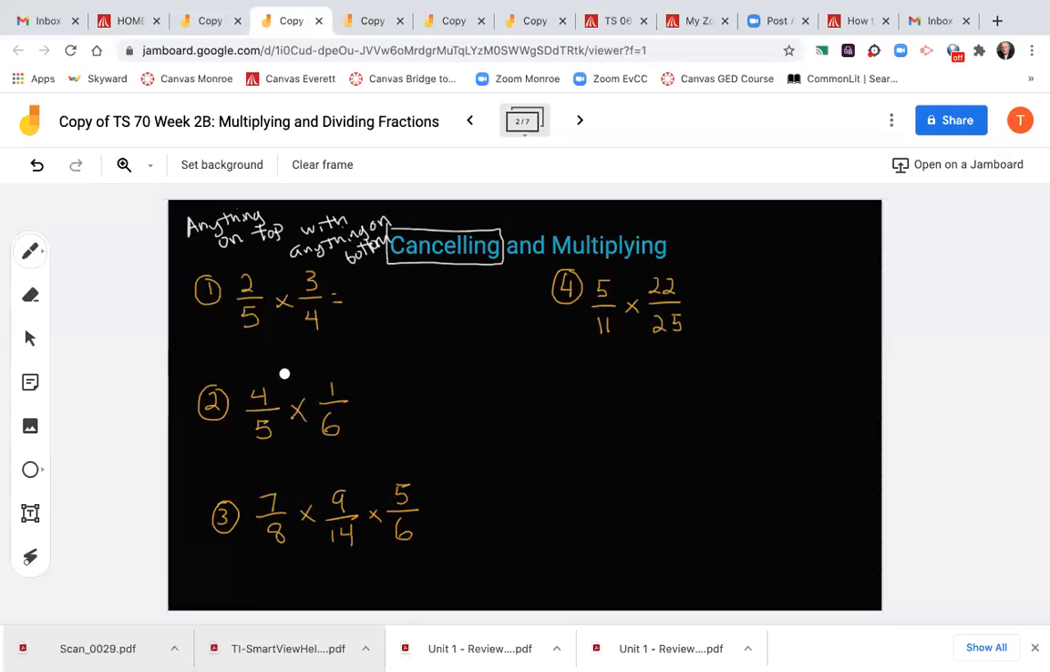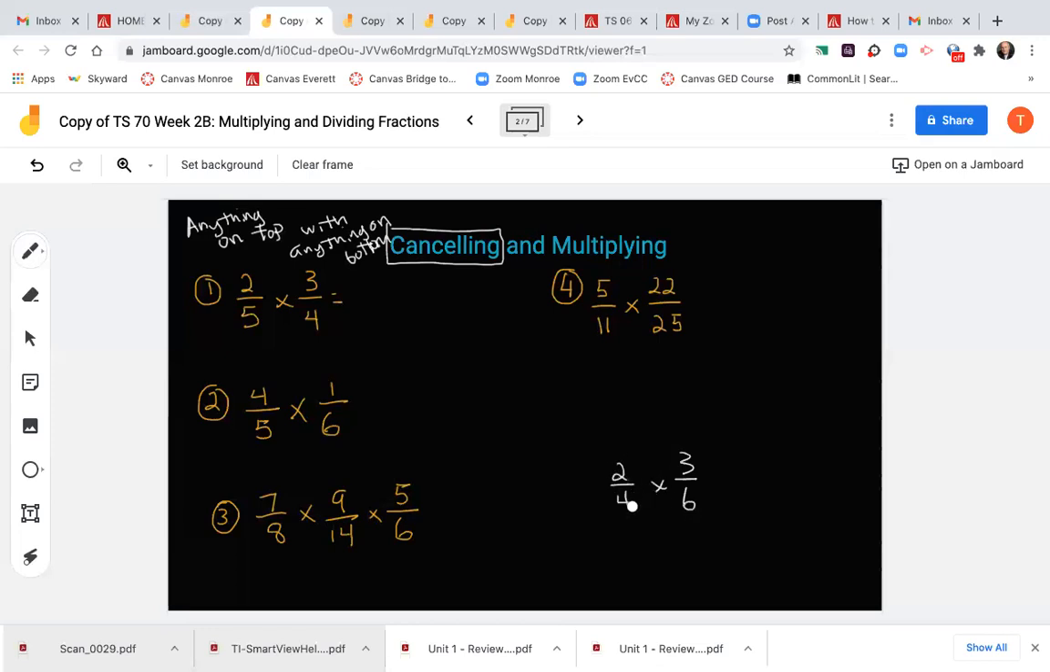All right. Anything on bottom, you can cross cancel anything on top. So for instance, if I had 2/4 times 3/6, I could cross cancel a number on top, like 2 with 6. 2 goes into itself once, and 2 goes into 6 3 times.